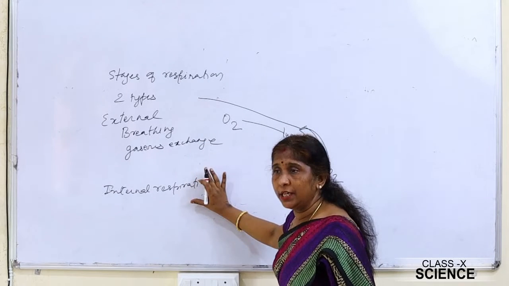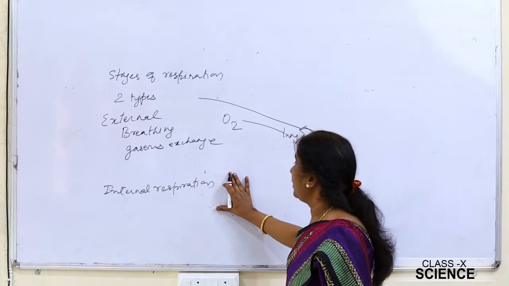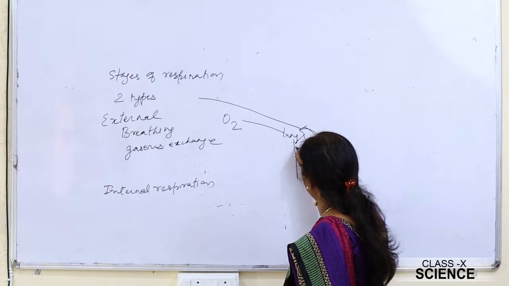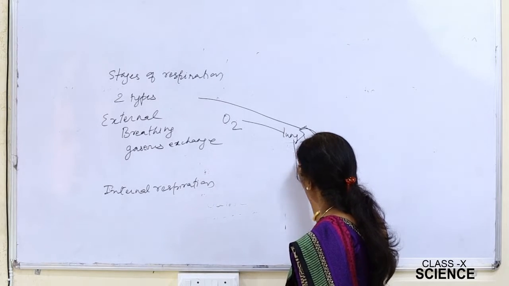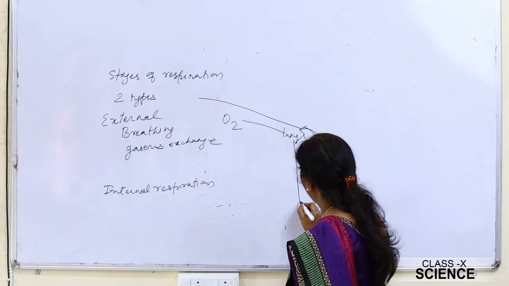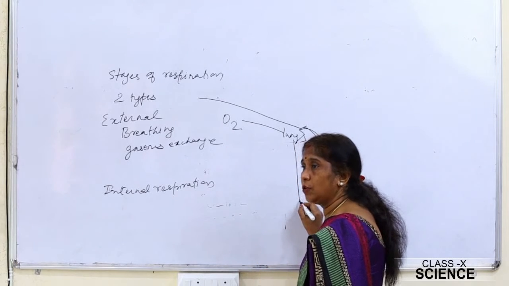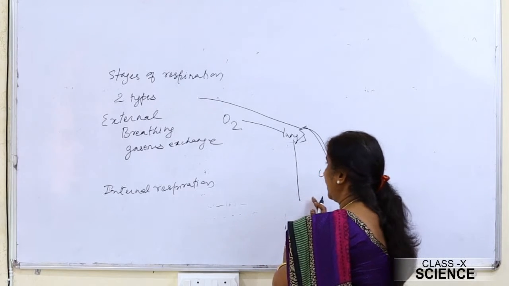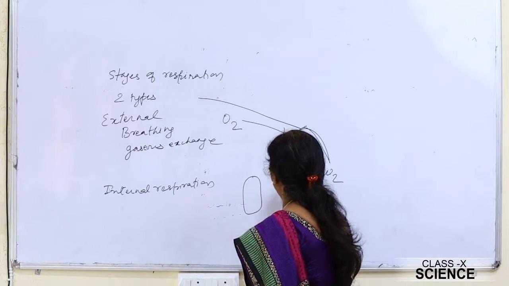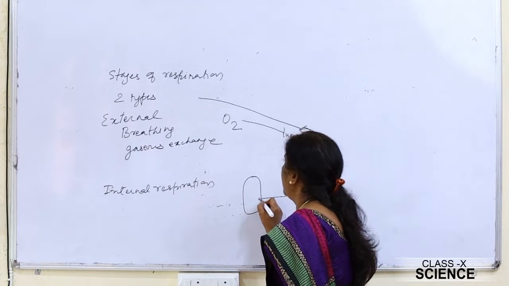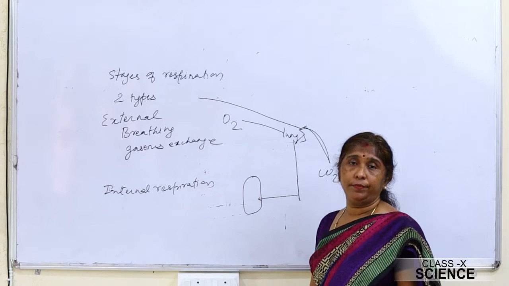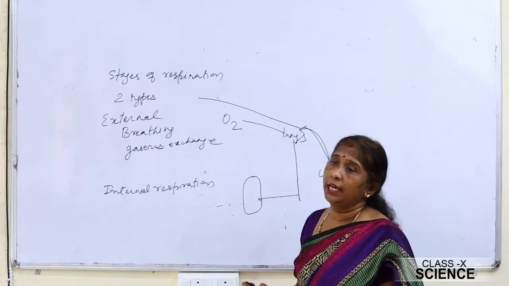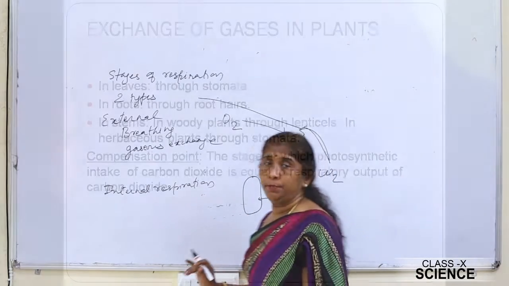In internal respiration, the blood from the lungs carries oxygen through the blood vessels. The movement of oxygen from the arterial blood into the cells is called internal respiration.